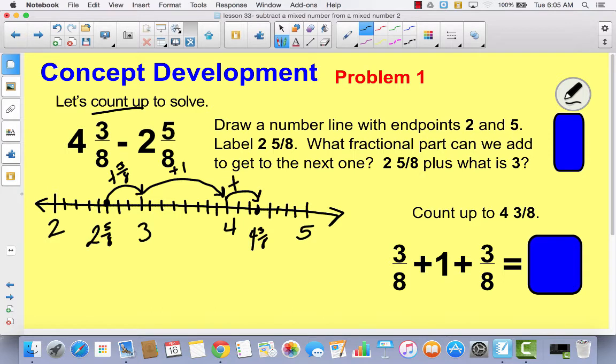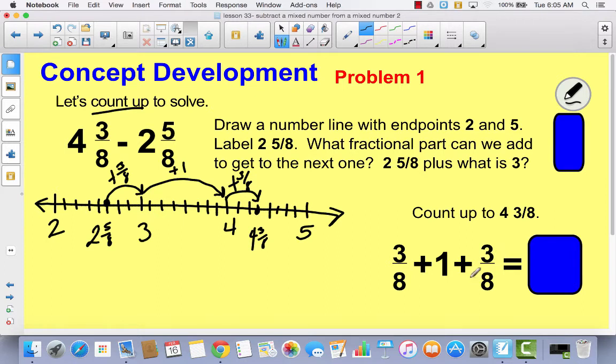That would just be 3/8. So here's my answer. I've got 3/8, I've got 1 whole, and I've got 3/8. So underneath your number line, I want you to write those: 3/8 plus 1 whole plus 3/8.